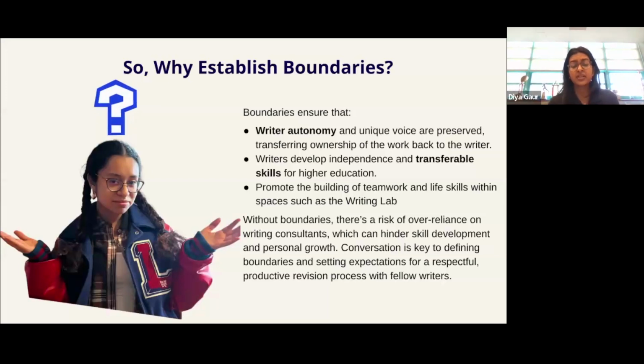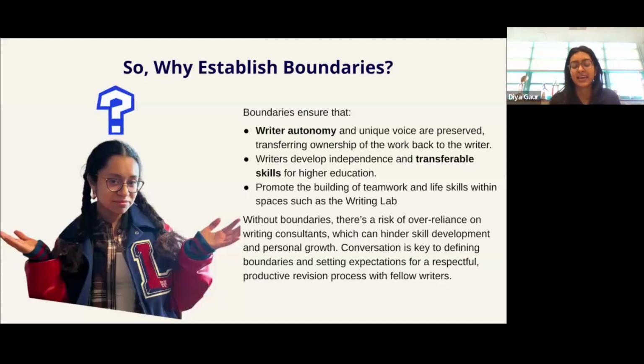And so the importance of boundaries is that, one, they preserve the writer's autonomy and voice. When writers walk away from a session, they don't want to feel like the work is not their own. They want to feel like the work is their own, and that it hasn't been rewritten for them completely. So here, our job is to support and not take control. One thing to keep in mind: when we take this approach, we help the writers develop confidence and independence in their writing.